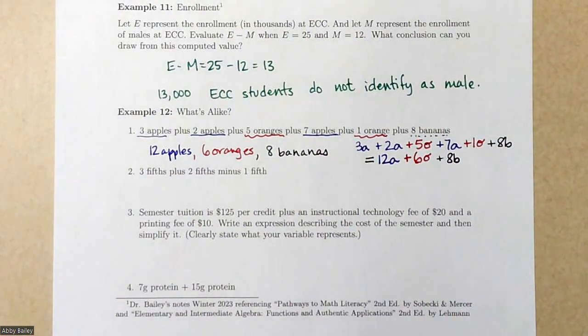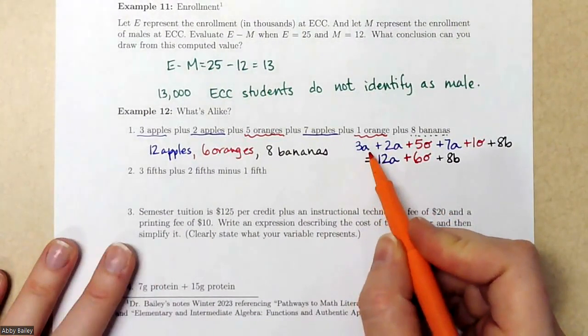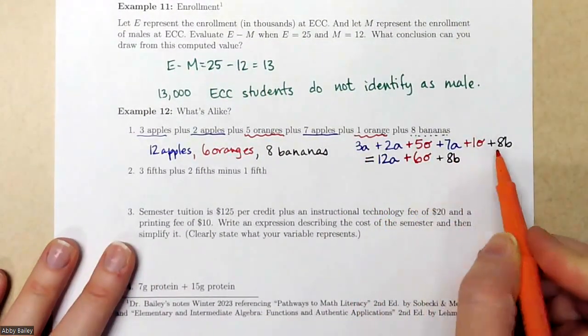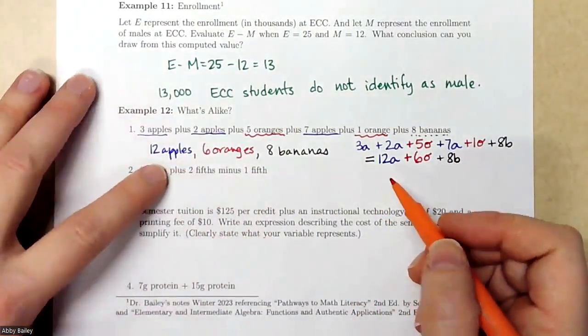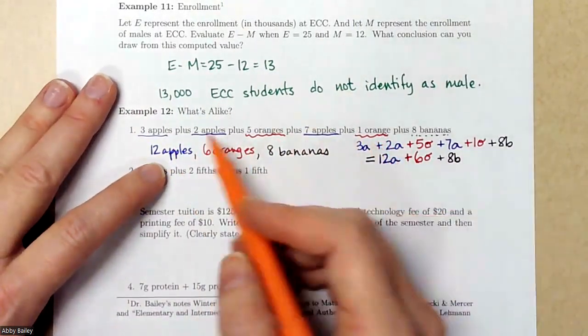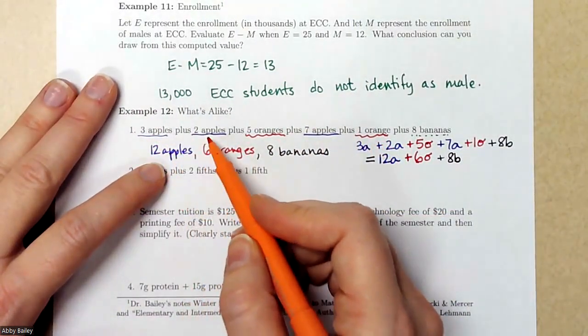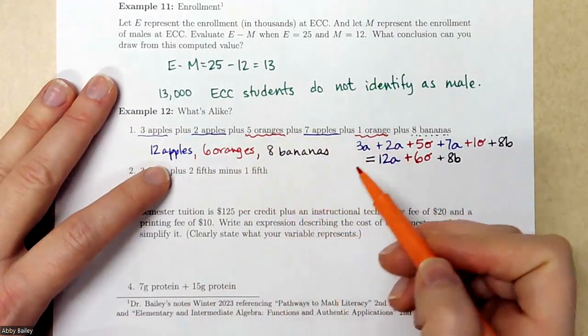But I would say, in addition to that, my mind says, well, they're all fruit. So maybe I didn't tag them with A, O, B adjectives. Maybe I just called them all fruit. So three pieces of fruit, 2 more pieces of fruit, 5, etc.